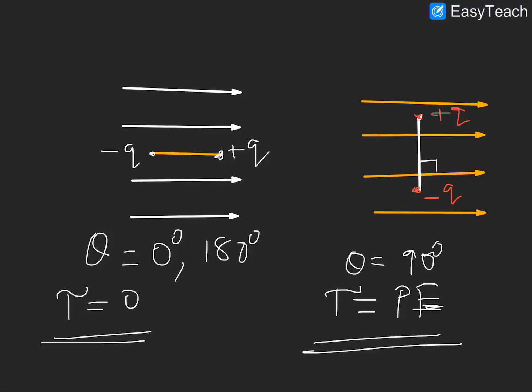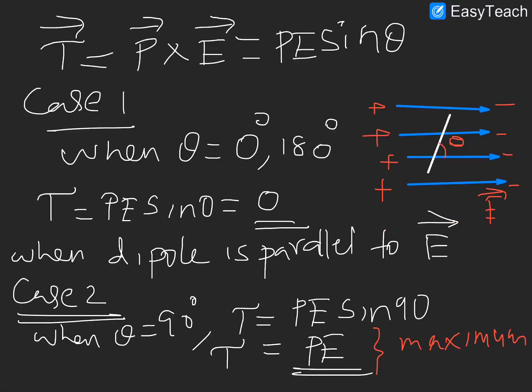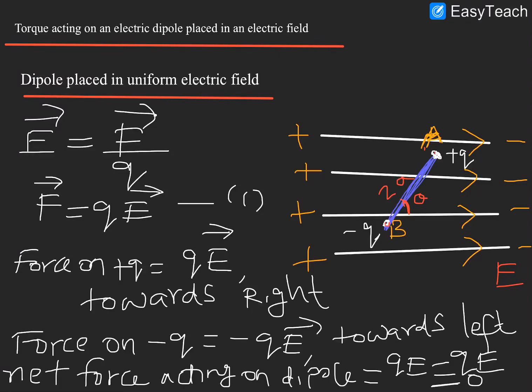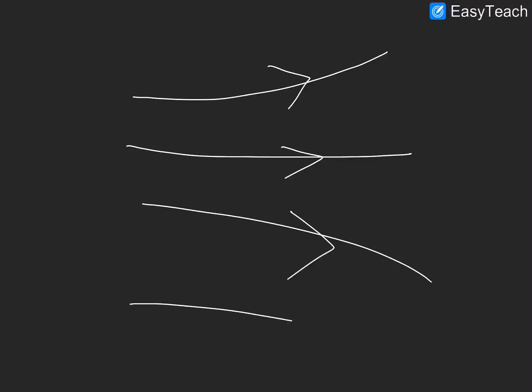So this is the case for torque acting on a dipole when you keep it in a uniform electric field. Now instead of a uniform electric field, if you keep it in a non-uniform electric field, then what happens? Let us see. Non-uniform means you can't draw straight lines. Non-uniform field means the field will be like this. This is a non-uniform electric field.